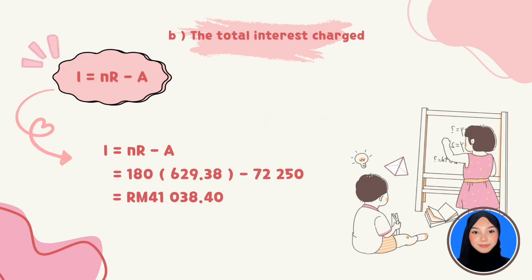For part B, we find the total interest charge. We use the formula I equals nR minus A. So, we multiply 180 by 629 ringgit and 38 cents. And then, we subtract 72,250. After calculating, the total interest charge is 41,038 ringgit and 40 cents.